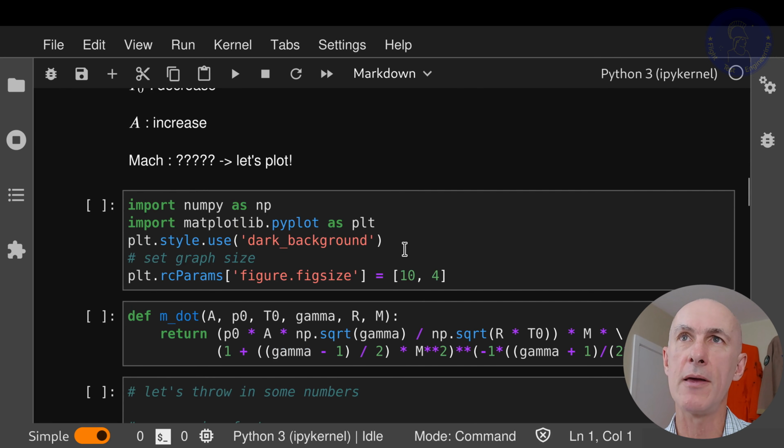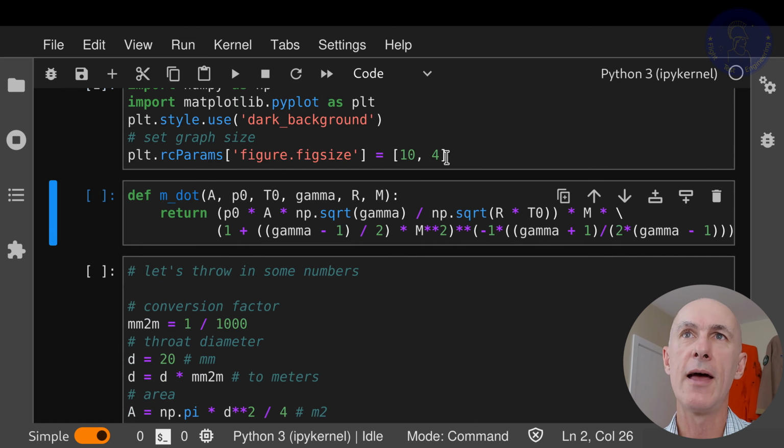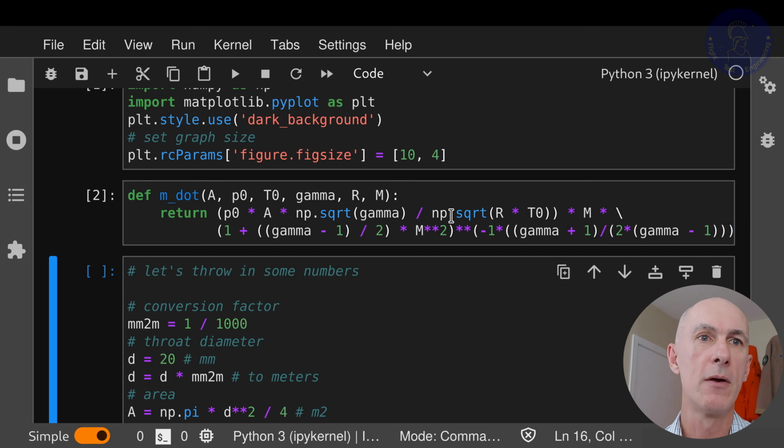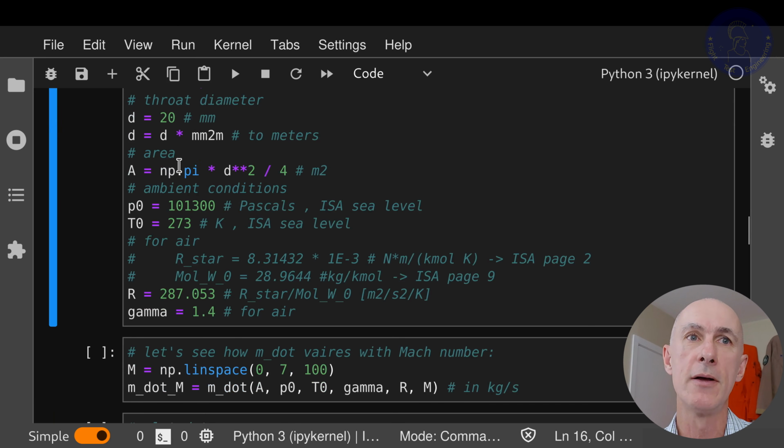We start by importing the usual stuff here, matplotlib, numpy, and set the dark theme and graph sizes. Then we can now create the function that will have the mass flow equation that we just saw, and throw in some numbers to run it. So let's say 20 millimeters diameter throat, which we need to convert to meters. And then we calculate the area and set P0 and T0 to sea level values, and also R and gamma for air.